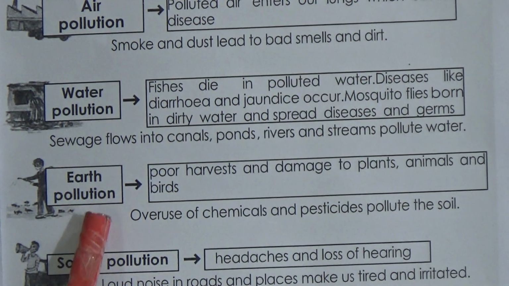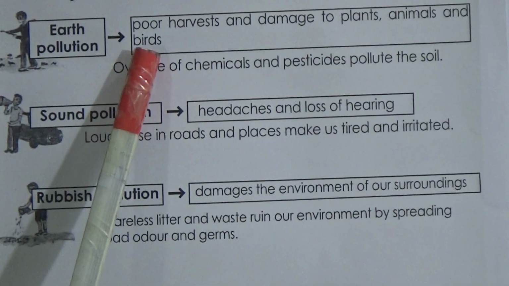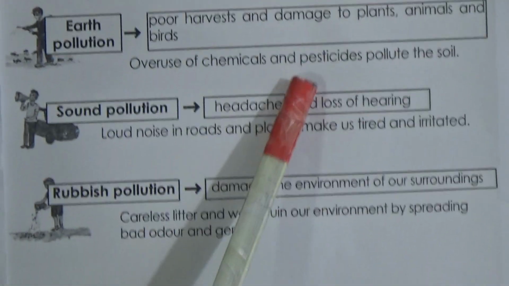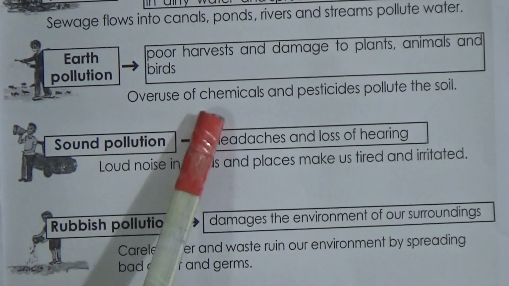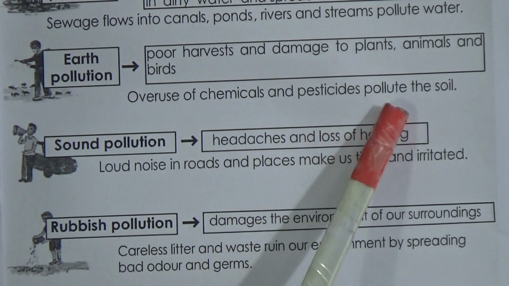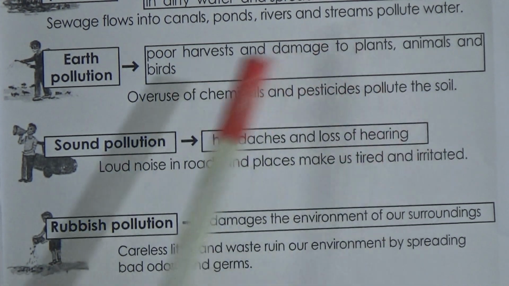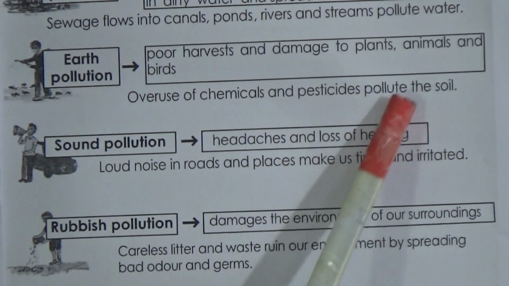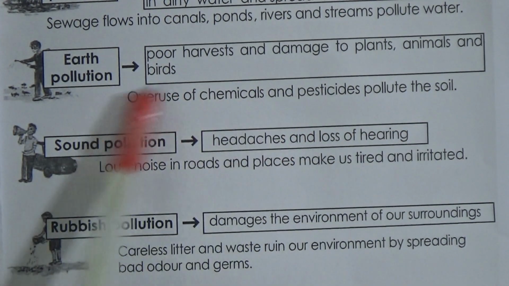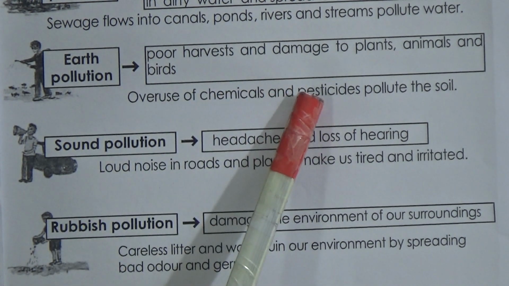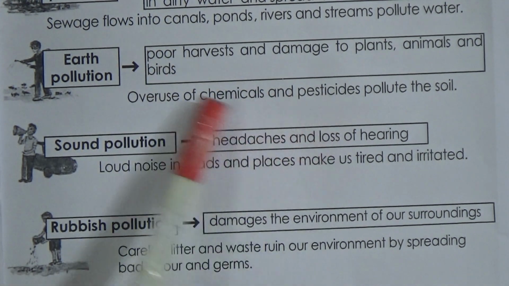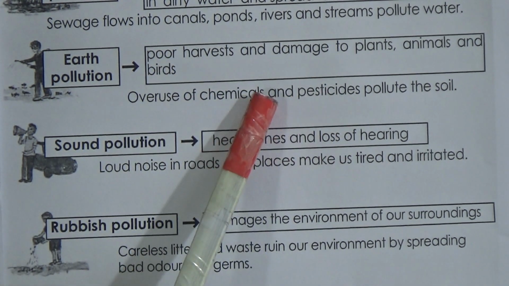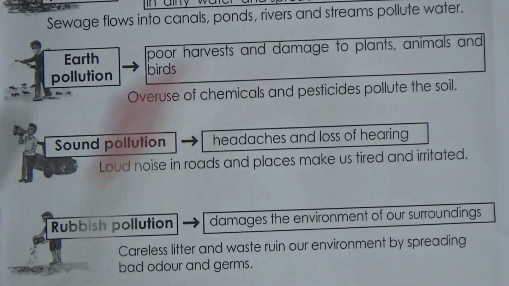Now, come to the next point, earth pollution. Poor harvest and damage to plants, animals and birds. Overuse of chemicals and pesticides pollutes the soil. So, overuse of chemicals and pesticides in agriculture makes our environment polluted, earth polluted. It is called earth pollution. If you need a healthy and happy life, we need to keep our environment neat and clean.